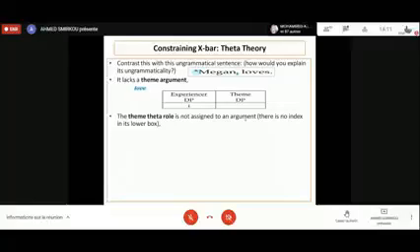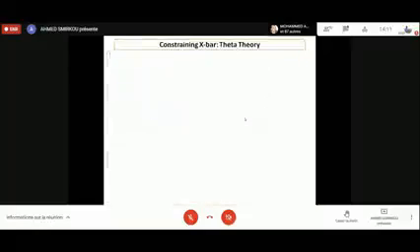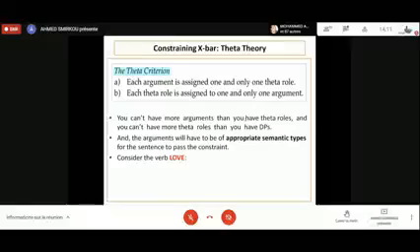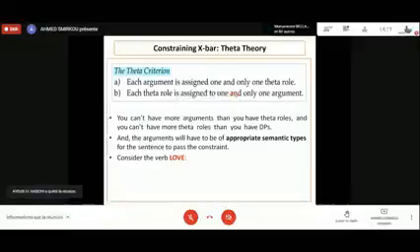So what does it violate again? It violates the Theta Criterion. Which one, A or B? A, each argument is assigned one and only one theta role, and B, each theta role is assigned to one and only one argument. Which one is violated? A or B? B. Yes, thank you, B. Because we have the theta role, which is theme, and it's not assigned to one argument.